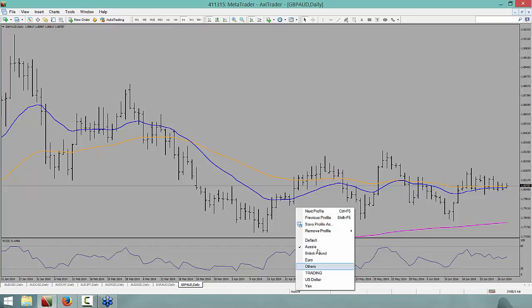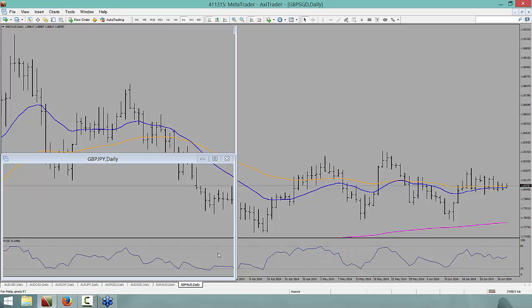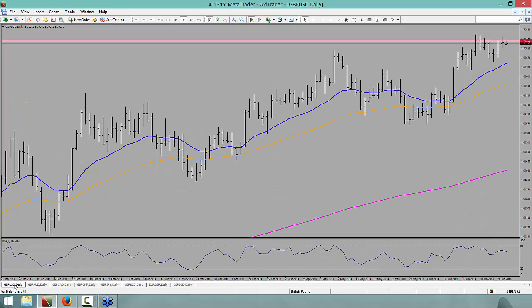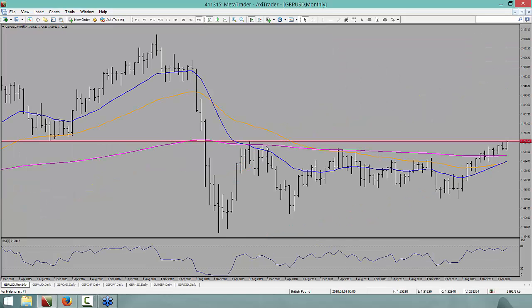Okay, so over to the cable itself, it too is struggling to get through this resistance level, this high, this low, on the 70-30 area.